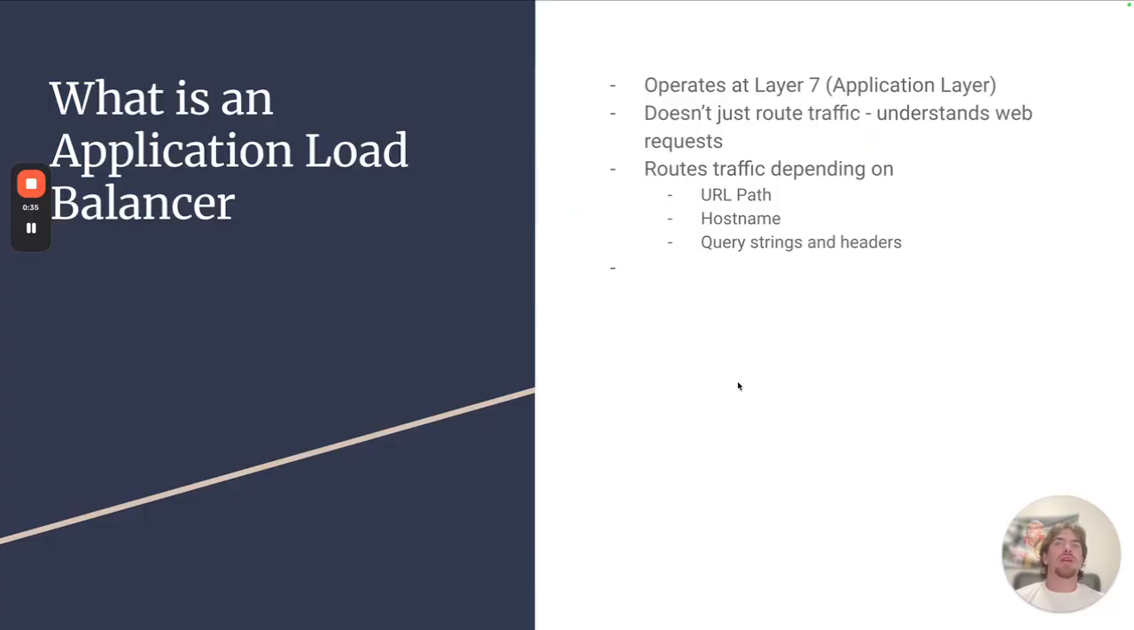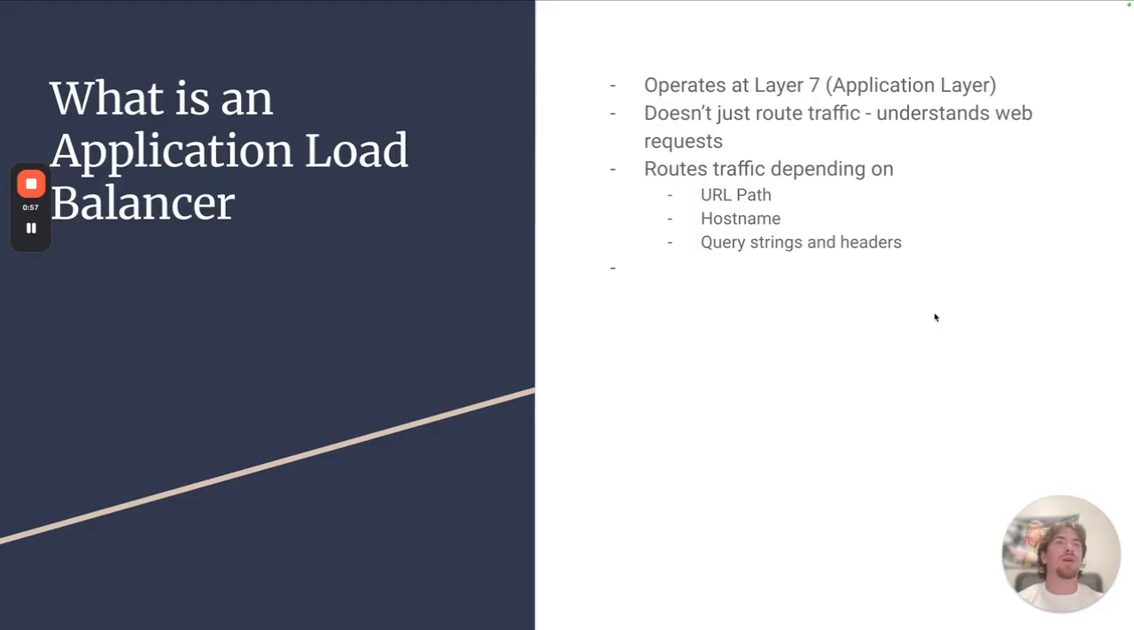So what is an application load balancer? The application load balancer operates at layer 7, the application layer of the OSI model. This means it doesn't just route traffic, it understands web requests. So instead of blindly forwarding packets like a network load balancer, an ALB can look at the components of an HTTP request and make routing decisions based on that data.